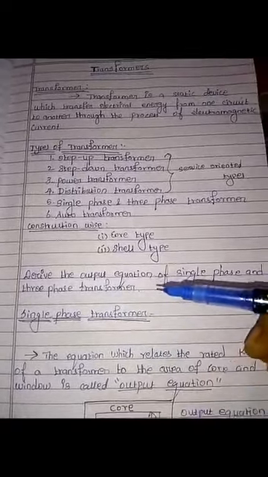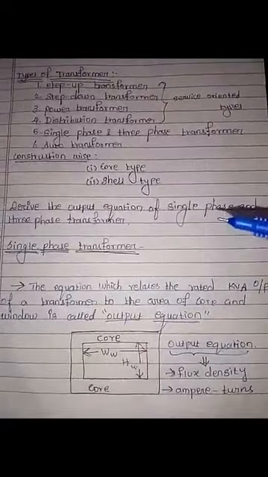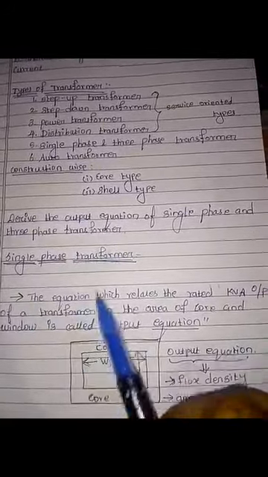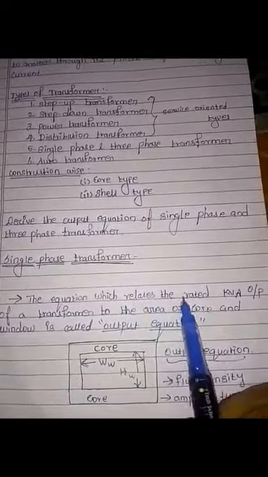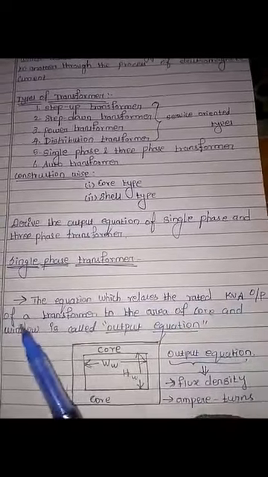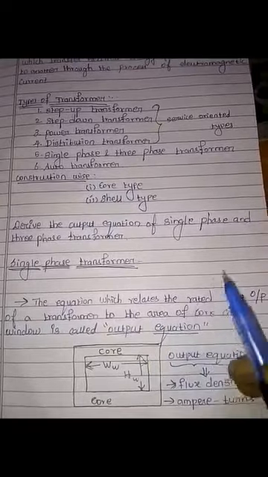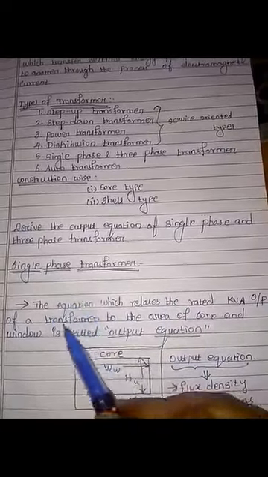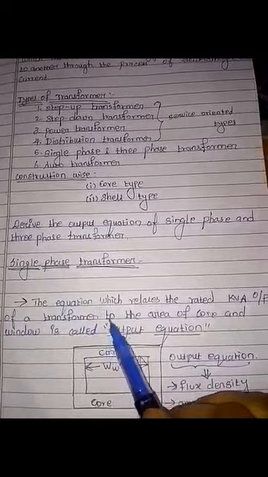Now we are going to see the single phase transformer explanation. First of all, what is meant by the single phase transformer output equation? The equation which relates the rated kVA output of a transformer to the area of core and window is called the output equation. What is the main process of this single phase transformer?